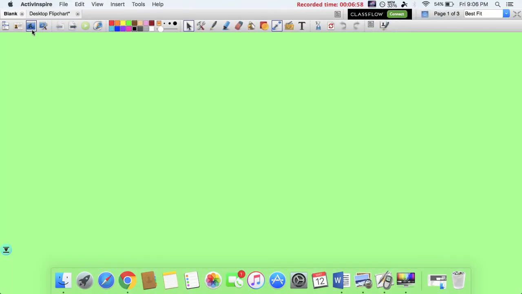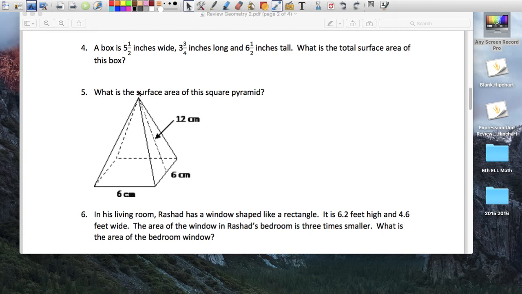Okay, we're back. The box is 5.5 inches wide, 3 3/4 inches long, and 6.5 inches tall. All right, so what I want to do is quickly write that this is my width, this is my length, and this is my height.